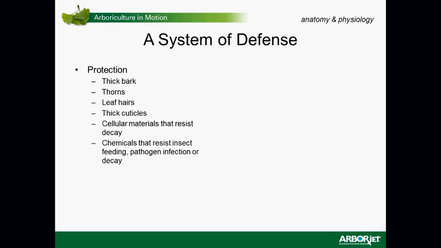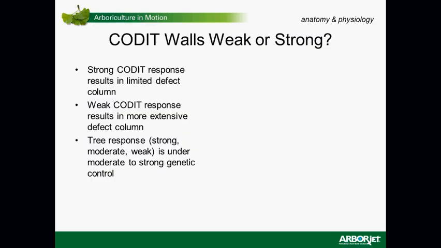Bark, thorns are important for larger animals. Why would plants have thorns on them? Larger mammals or birds that consume trees, well, they're going to defend themselves. Leaf hairs and thick cuticles are for smaller organisms, cellular materials that resist decay are for microorganisms, and chemicals resist insect feeding, pathogen infection, and decay. So there are all these modes. They're both anatomical and physiological for tree protection.